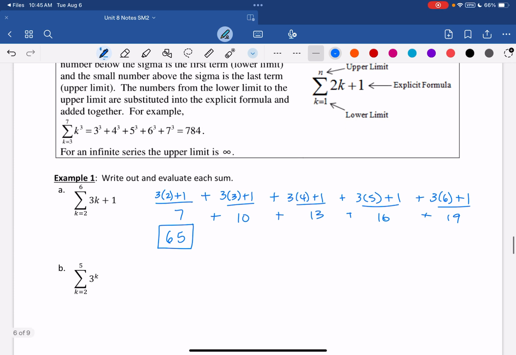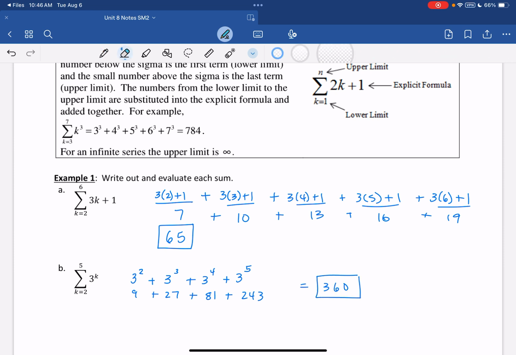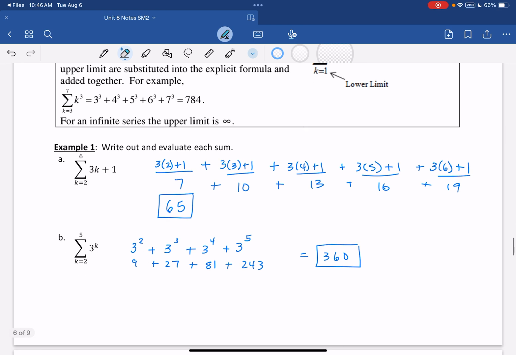All right, this time we have geometric. That first one was arithmetic. So we have 3 to the power of k, and we're starting at 2, ending at 5. So that's 3 squared plus 3 cubed plus 3 to the 4th plus 3 to the 5th. That's 9 plus 27 plus 81 plus 243. Add this together, we get 360. When we don't have a lot of numbers to evaluate, it's not terrible. When we get more numbers to evaluate, it gets to be more of a pain.